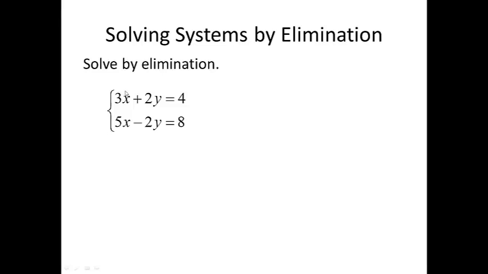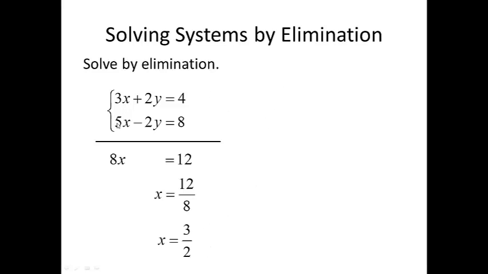From Algebra 1 and Algebra 2, you know that when you see two coefficients that are going to cancel each other out, like this positive 2 and negative 2, you can go ahead and just add the two equations together. You're going to add the 3x and the 5x, get 8x. And these go away because they become 0y. And 4 plus 8 is 12. Solving that for x, I get 3 over 2.